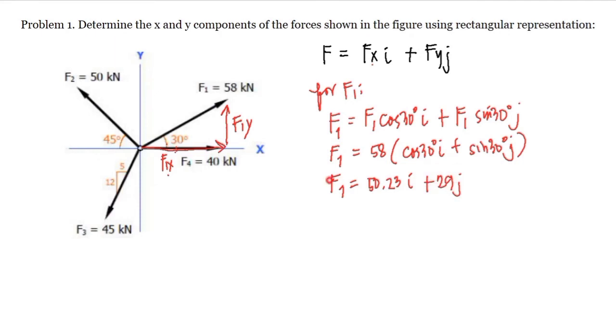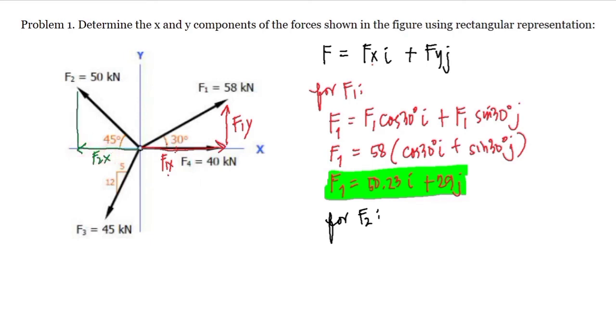So this is the answer for the rectangular representation of the force F1. Now, let us proceed to F2. So for F2, we have 50 kilonewton directed to quadrant 2 with an angle of 45 degrees. So for this, for the x component, this is the F2x, and for the y component, this is the F2y.